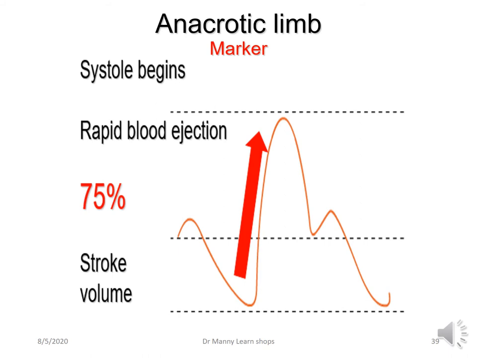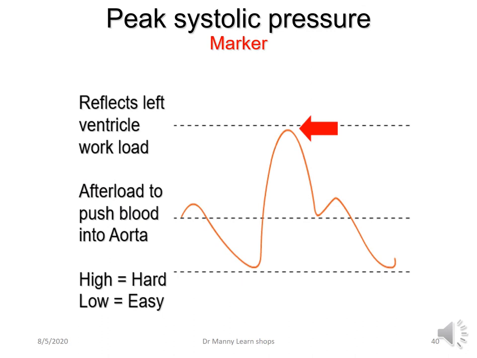The anacrotic limb, after the aortic valve opens, is where systole begins. And there's a rapid ejection of blood, 75% of stroke volume, until it reaches its peak. The peak systolic pressure reflects left ventricular workload. This is afterload to push blood into the aorta. If the pressure is very, very high, hypertension, it's hard work. If the pressure is low, it's less work. The peak systolic pressure marker is the highest pressure in the aorta.